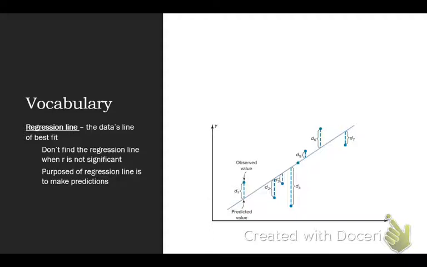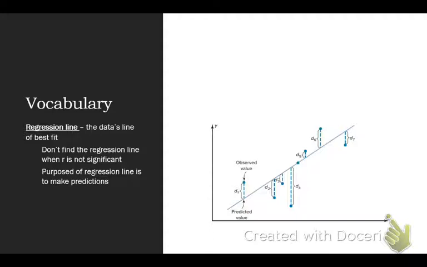And so we never find this regression line if r is not significant. So don't waste your time. If you end up doing this hypothesis testing and you determine that there is insufficient evidence to say that there's significance, then you wouldn't have to do this next step, because it would be a moot point at that time.